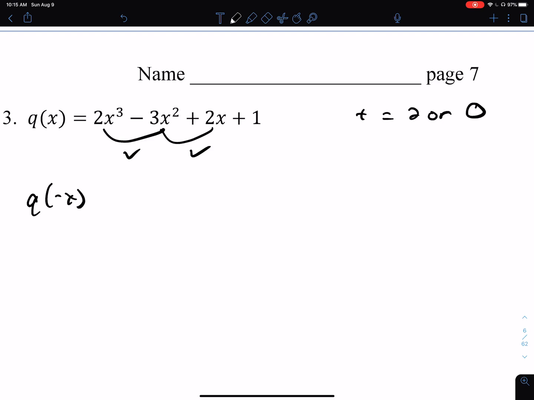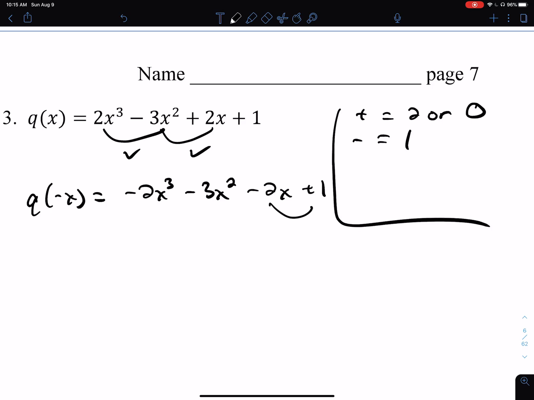Q of negative x. When I plug this in, if the exponent is negative, I change the sign of the term. If it's positive, I leave it alone. So change the sign, I leave it alone. Change the sign, I leave it alone. There's 1 sign change here. So once again, we know there is 1 negative real zero.